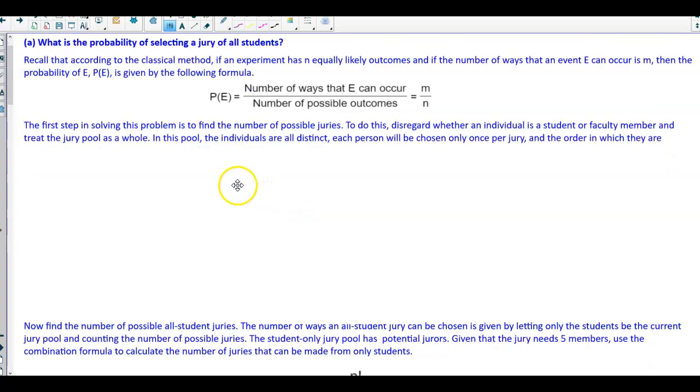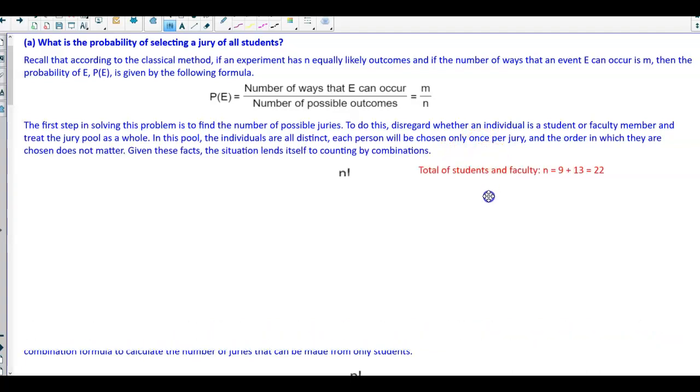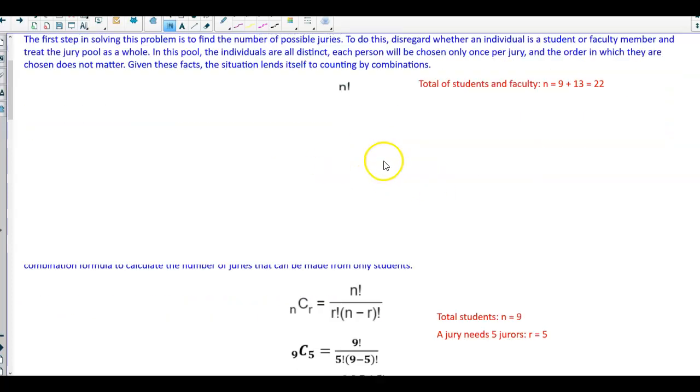Okay, now the first step in solving this problem is to find the number of possible juries. To do this, disregard whether an individual is a student or faculty member and treat the jury pool as a whole. In this pool, the individuals are all distinct, so each person will be chosen only once per jury, and the order in which they are chosen does not matter. Given these facts, the situation lends itself to counting by combinations.